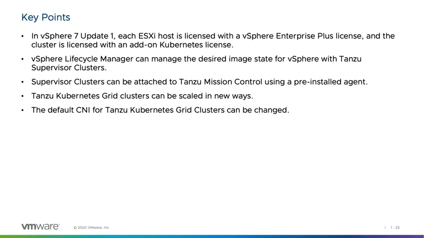And the key points: in vSphere 7 Update 1, each ESXi host is licensed with a vSphere Enterprise Plus license, and the cluster object is then licensed with an add-on Kubernetes license. vSphere Lifecycle Manager can manage the desired state for vSphere with Tanzu supervisor clusters. Supervisor clusters can be attached to Tanzu Mission Control using a pre-installed agent. Tanzu Kubernetes Grid clusters can be scaled in new ways, and the default CNI for Tanzu Kubernetes Grid clusters can be changed.